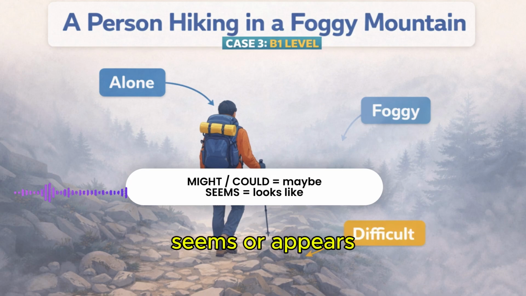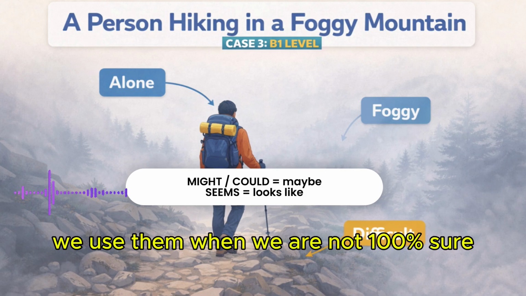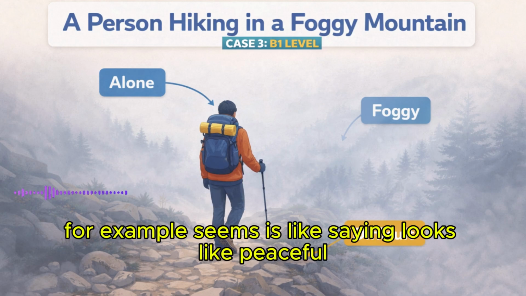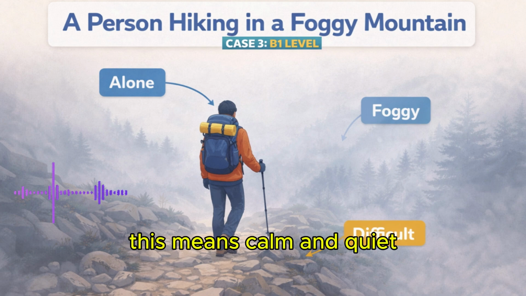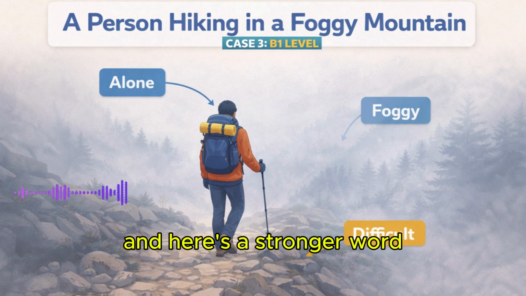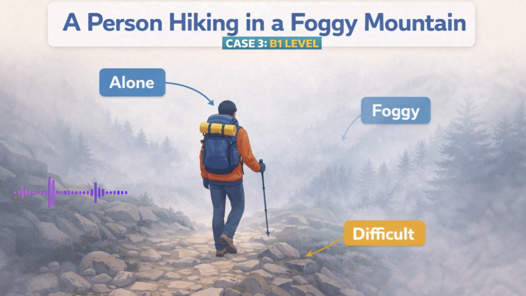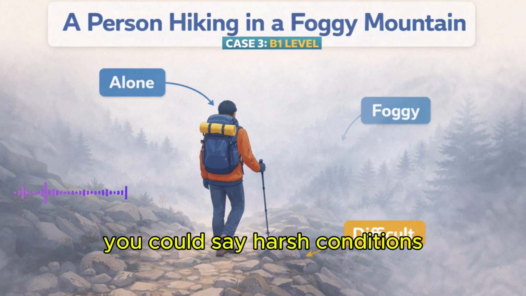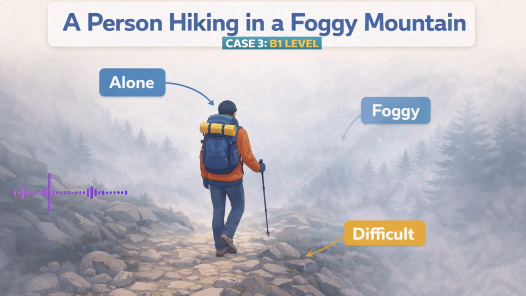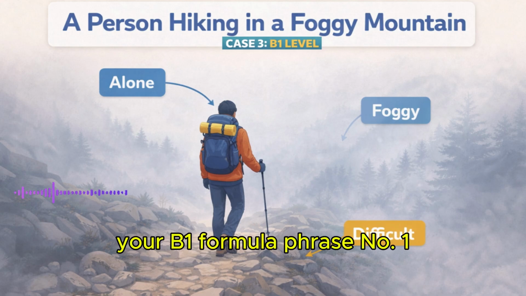Seems, or, appears. We use them when we are not 100% sure. For example, seems is like saying, looks like. Peaceful. This means, calm and quiet. And here's a stronger word. Instead of saying messy weather, you could say harsh conditions. It sounds more descriptive.